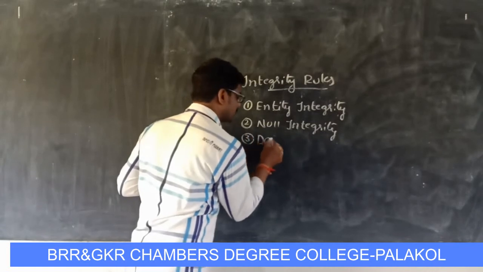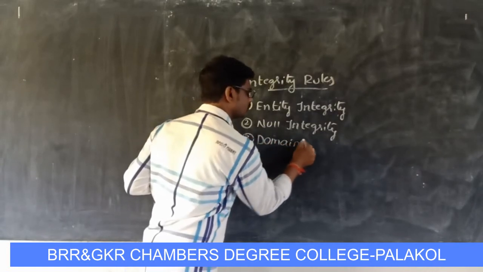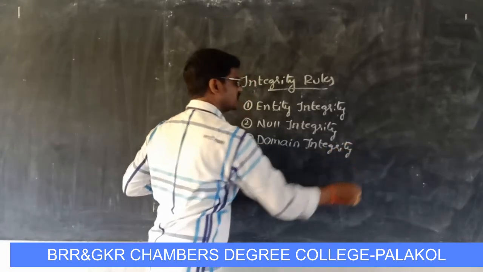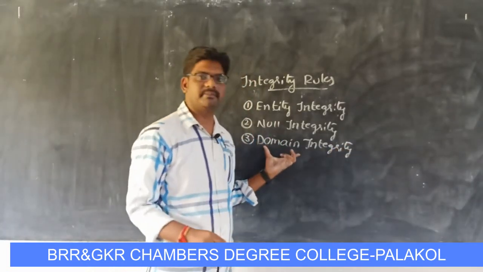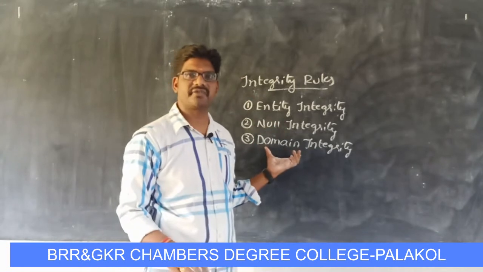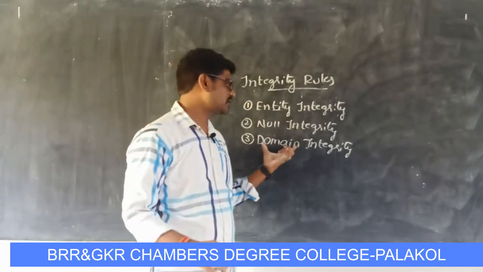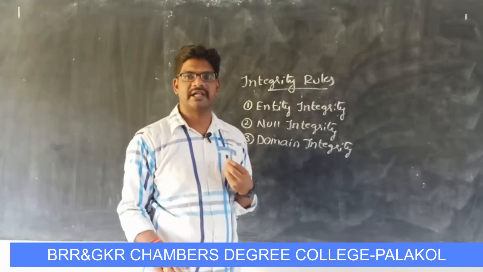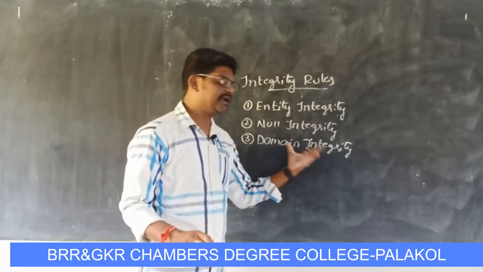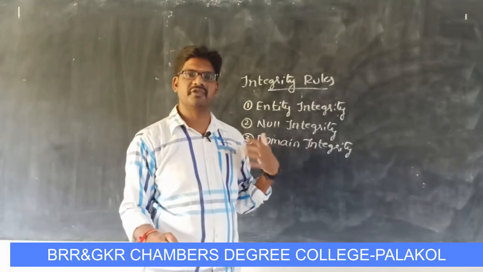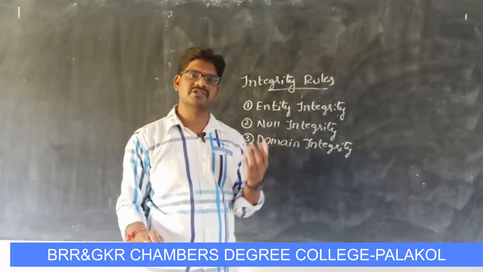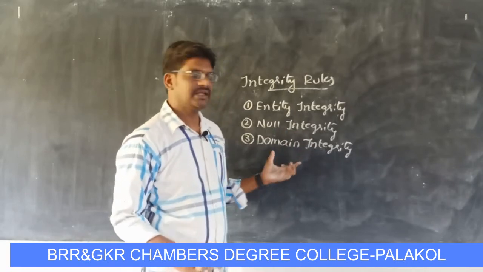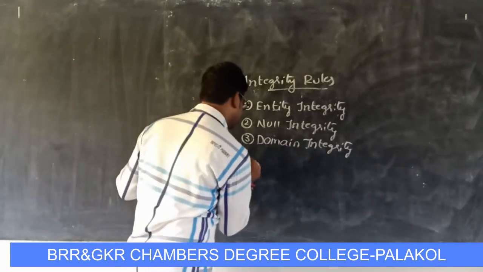So domain integrity. The set of possible values of an attribute is called the domain. So we have to maintain all the possible values within the table, that is called domain integrity. For example, if you take gender, what are the possible values? Male and female are the possible values, that is called the domain. Okay, and next one, referential integrity.